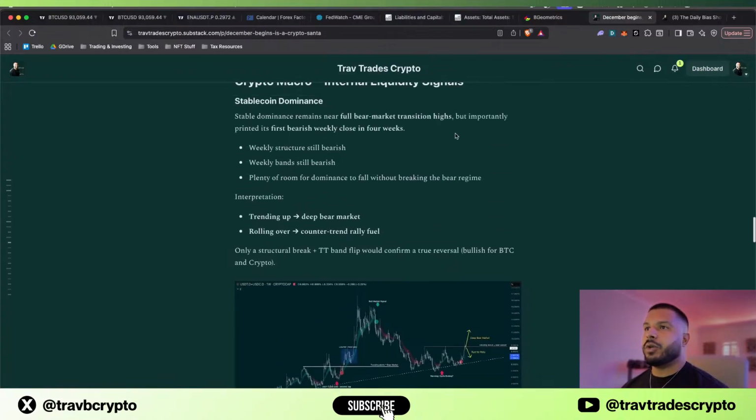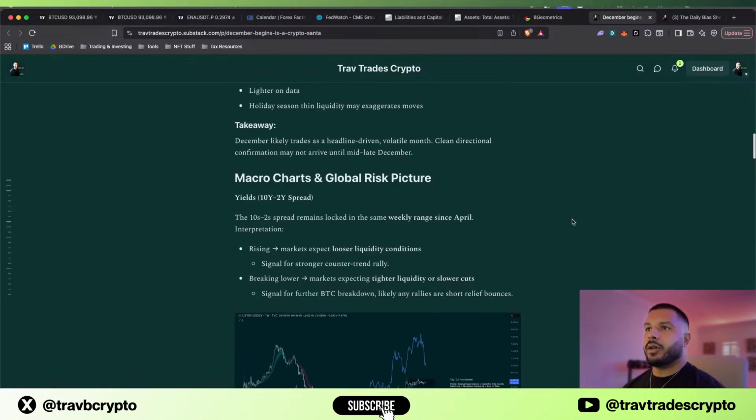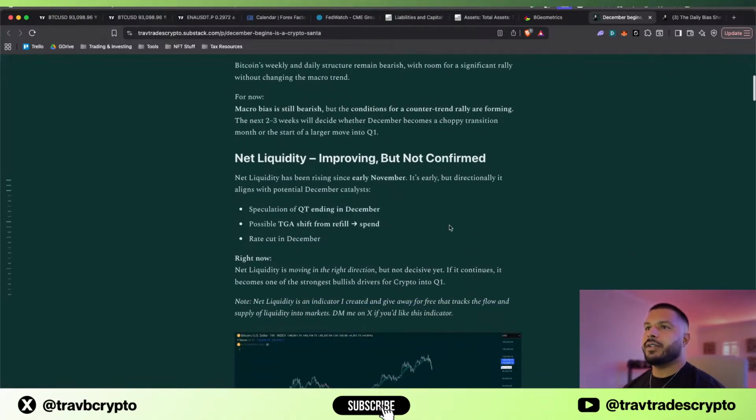But again, coming back to this counter trend rally, we've been talking about on stream the potential liquidity catalysts that we have to drive quite a significant counter trend rally. Okay, and I'll just go back to, again, my Substack, which lays it all out, right? And we have these key liquidity catalysts where we have speculation of QT ending in December, possible TGA shift from refill to spend. So the TGA is basically the government, right? Rate cut in December. Now, these are all well and good as speculations.